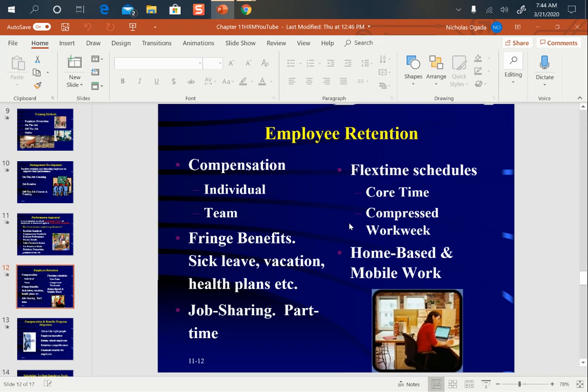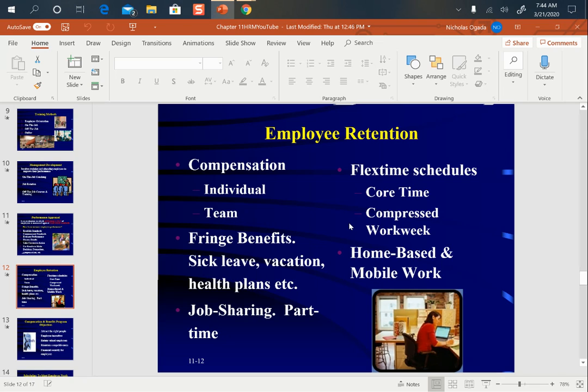Sometimes we offer flexible schedules, and we talk about core time or a compressed workweek. The core time is basically a requirement of a time that all employees must be at the workplace, which could be between 10 and 2 p.m. Employees must be on site. It could be between 1 and 4. It's being the core time, employees must be on site.